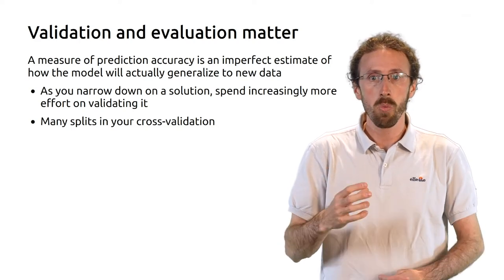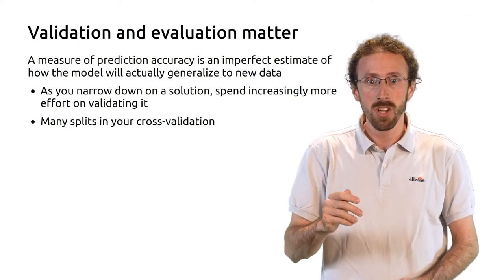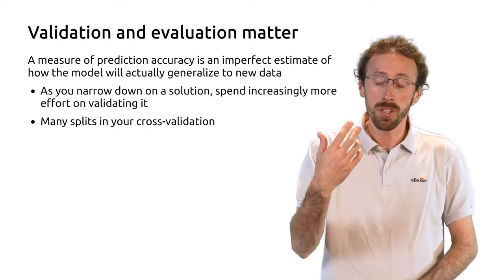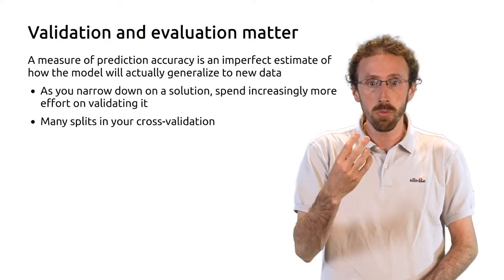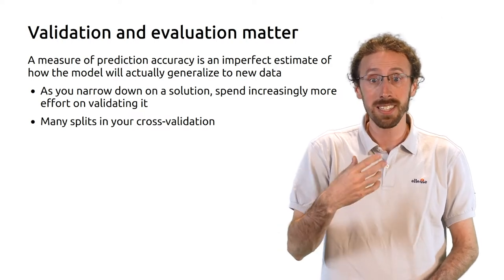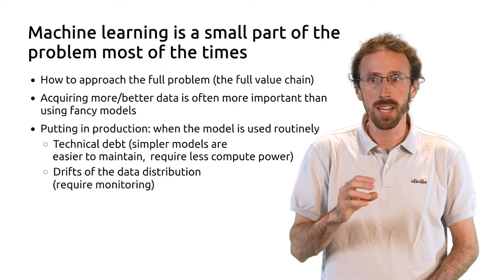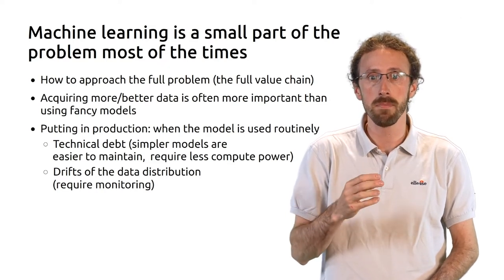For instance, when you're running cross-validation, do many splits. This will, of course, cost a lot of computational power, but it is worth the effort to avoid selecting the wrong model. Now, machine learning is only a small part of the problem most of the time.